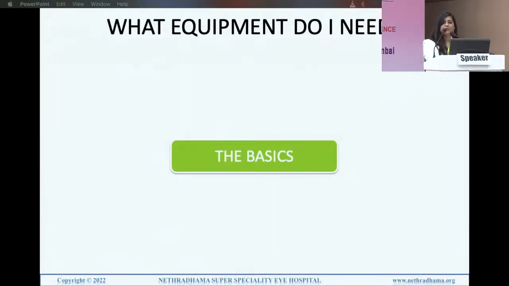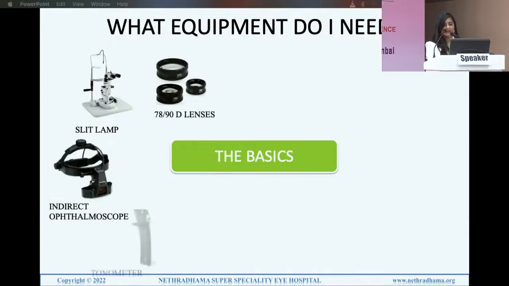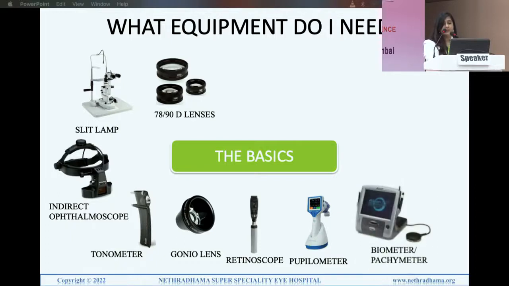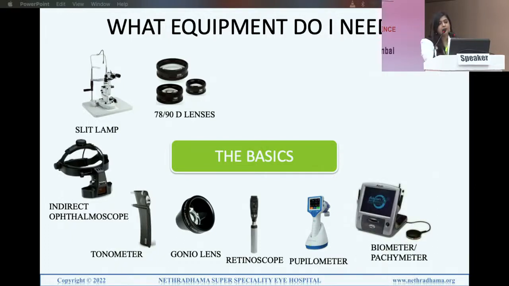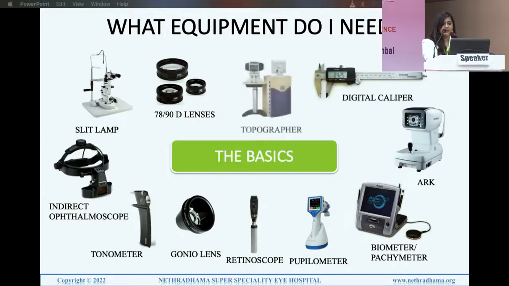So what equipment do you need to begin the practice? Your very basics, such as your slit lamp, your indirect ophthalmoscope, your 78 to 90D lenses, tonometer. Every patient needs to undergo gonioscopy. Retinoscopy, a very good retinoscopy, both subjective, objective and dilated refraction, a pupillometer, and an ultrasound biometer with a pachymeter is enough. The auto refractometer and keratometer, a digital caliper, and a topographer.